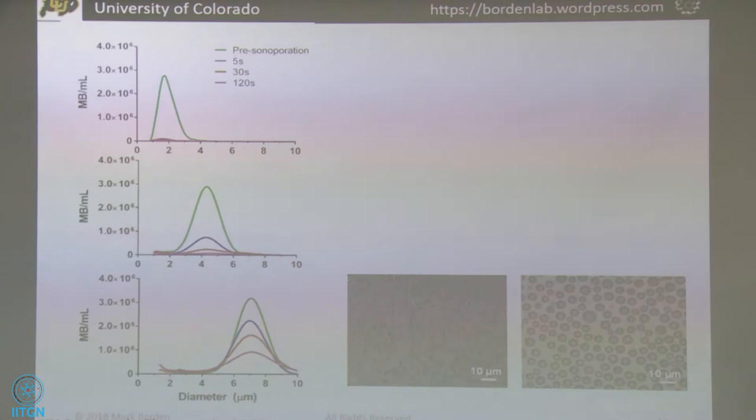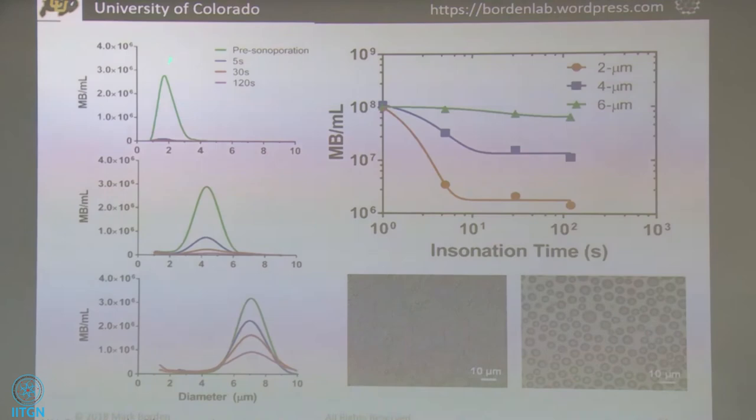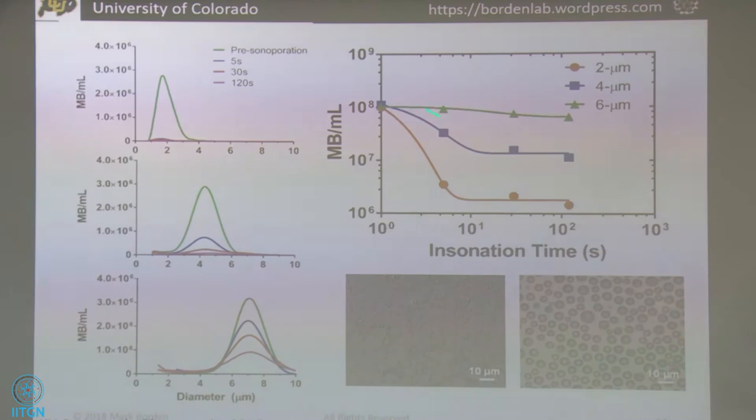If you take the concentration as a function of time and you fit an exponential to it, then you get a half life. So these are the concentrations of 6 microns, 4 microns, and 2 microns, and that's a log scale.